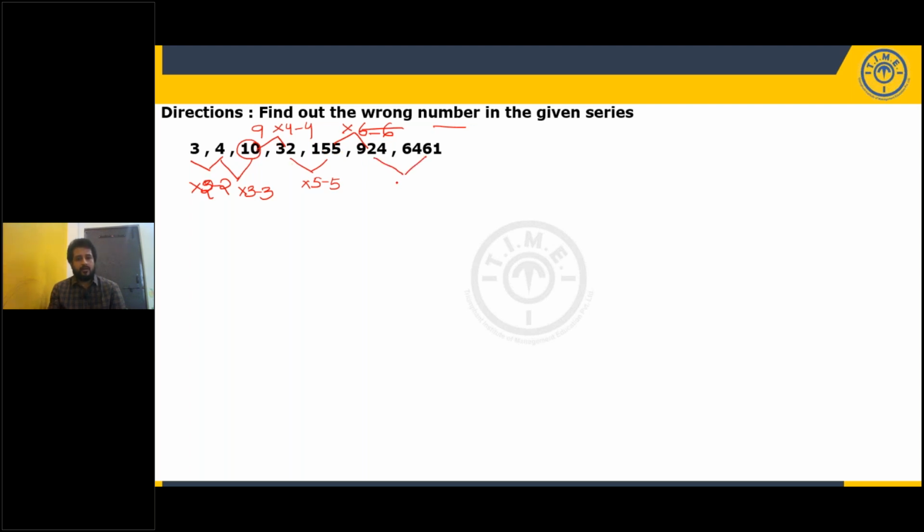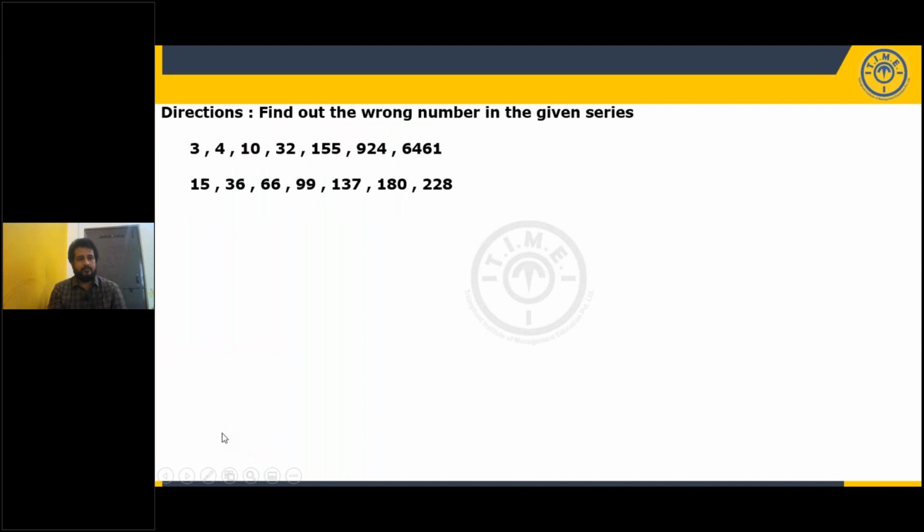Anyway, you know only one wrong number will be there. It will be into 7 minus 7. So the wrong number in the series is 10, and the correct number is 9. And the logic given is into 2 minus 2, into 3 minus 3, into 4 minus 4, into 5 minus 5, into 6 minus 6, into 7 minus 7. This is the logic. Okay. Next. Let me erase this.